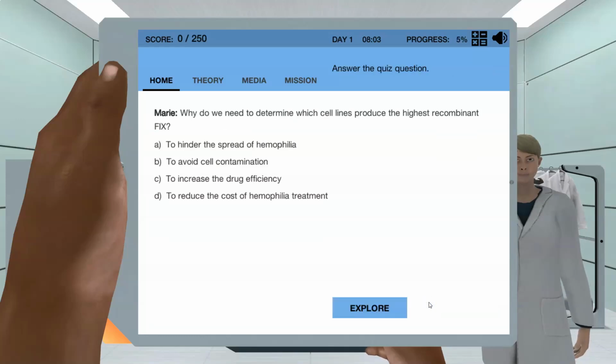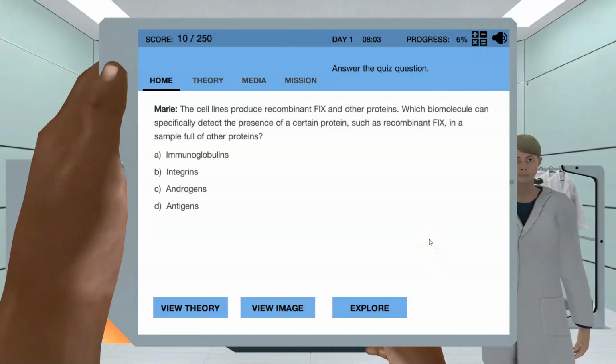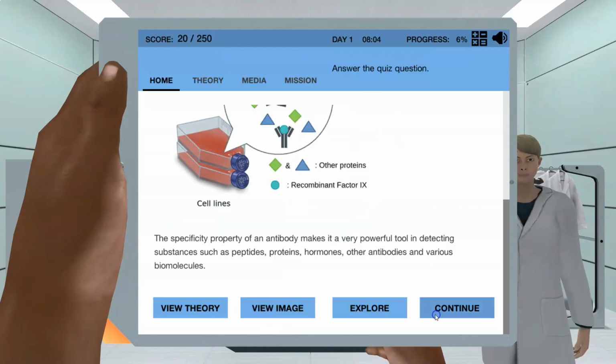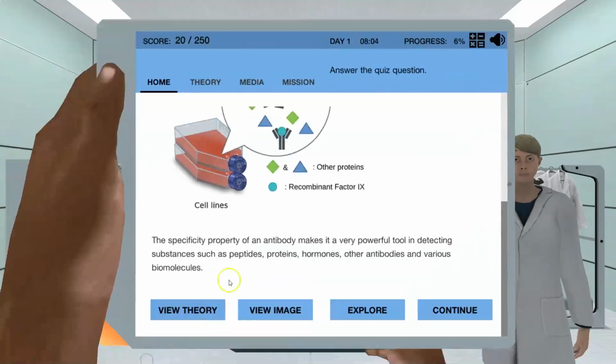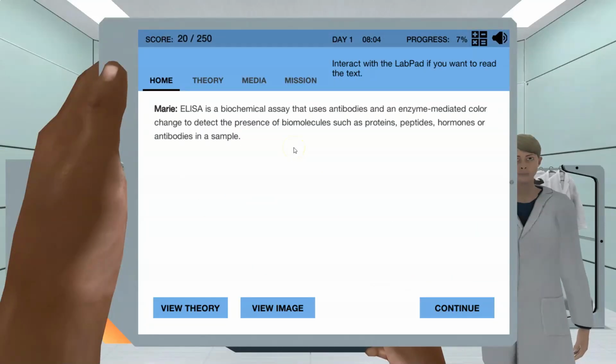Why do we need to determine which cell lines produce the highest recombinant factor IX? The cell lines produce recombinant factor IX and other proteins. Which biomolecule can specifically detect the presence of a certain protein, such as recombinant factor IX, in a sample full of other proteins? ELISA is a biochemical assay that uses antibodies and an enzyme-mediated color change to detect the presence of biomolecules such as proteins, peptides, hormones or antibodies in a sample.